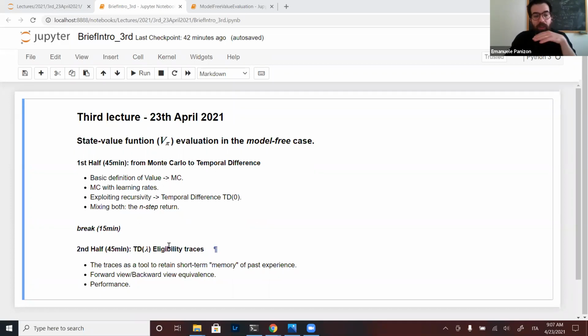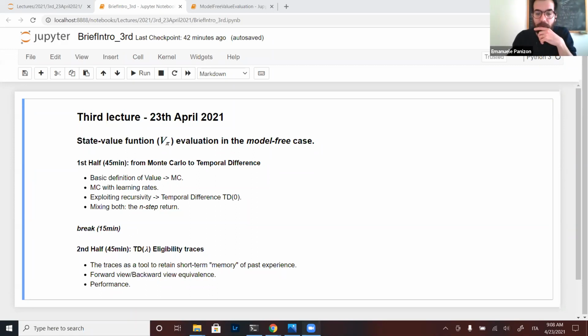And after the break, we will do something which is a bit more convoluted from a mathematical part, but it's actually very simple to implement. So we will do temporal difference lambda, and we will generally speak about the eligibility traces, which are a quite common and useful tool. We will show it will help us to retain some sort of short-term memory of past experience when we do the update.